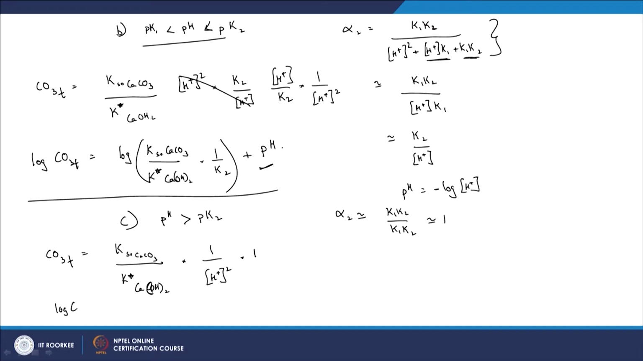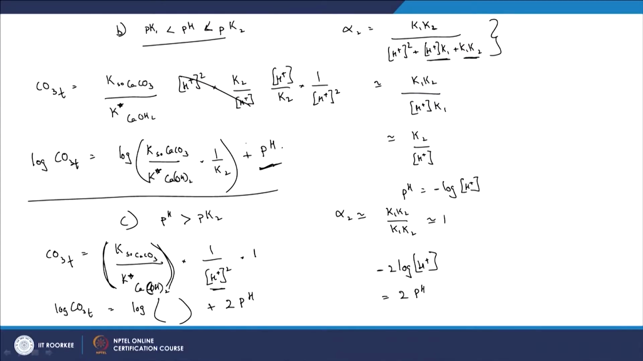So log CO3 total is equal to log of this particular variable here, and what else do you have? Log of 1 by H plus square, and again we know that it's going to be equal to minus 2 log H plus if I take log of 1 by H plus square, and that is nothing but equal to plus 2 pH. So it's going to be log CO3 total equal to log of this particular set of variables plus 2 pH. So now the slope is going to increase.